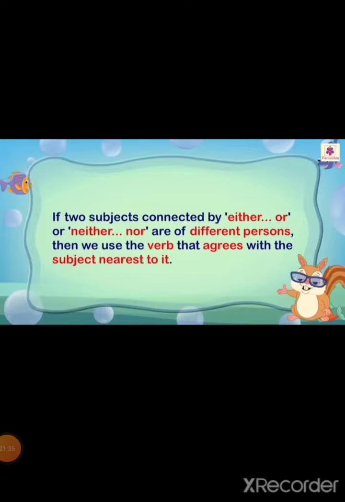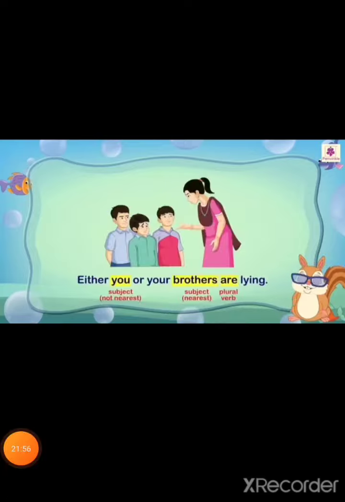Let me give you some more examples. If two subjects are connected by either or, neither nor are of different persons, then we should use the verb that agrees with the subject nearest to it. Just a few minutes ago I told you about it. Look at the example. Either you or your brothers are lying.